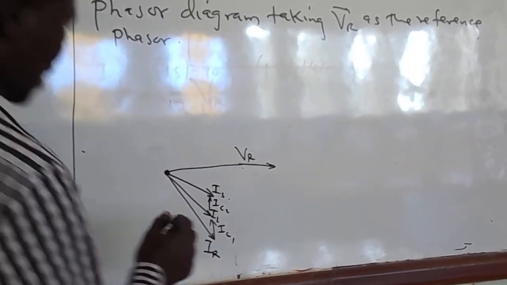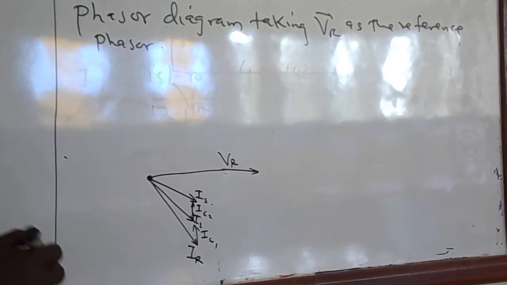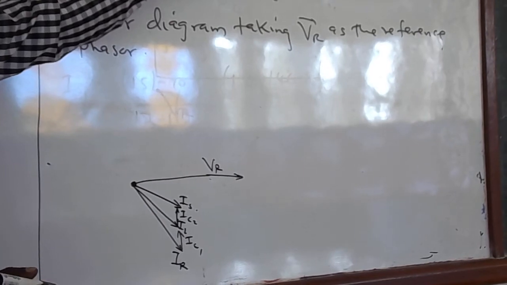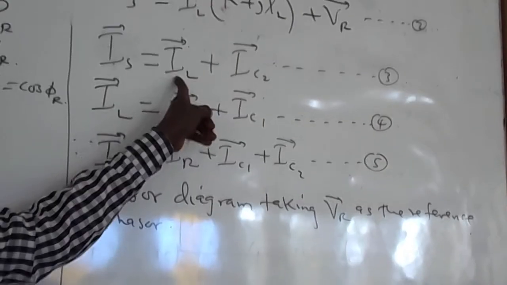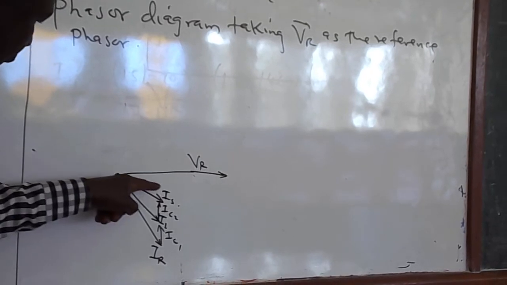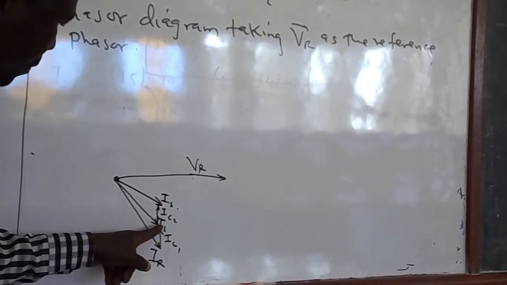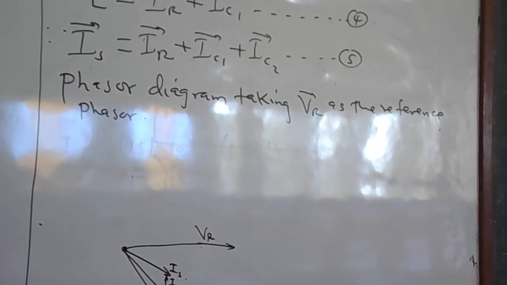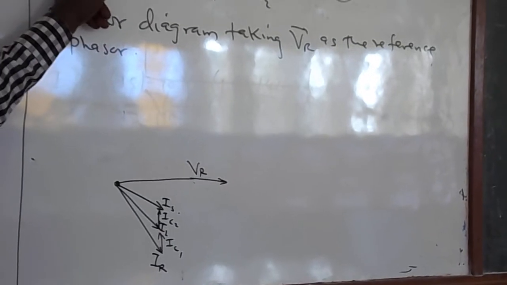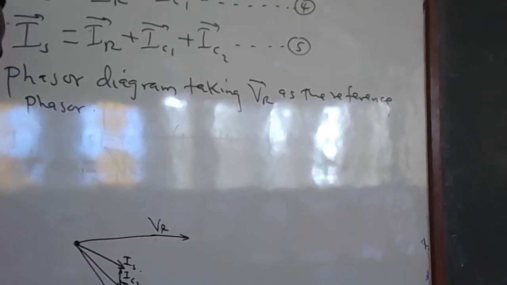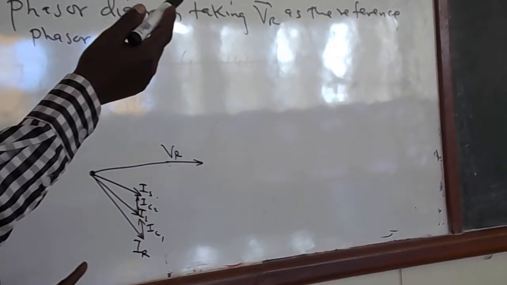Then we also have IC2. When you add IC2, that is a leading current, to the line current, it should give us the sending end current, and it can be seen from our phasor diagram. You can see that the sending end current is equal to the line current plus the current across the capacitance on the sending end. At the same time, the line current is equal to the receiving end current, which is the reference phasor, plus the current across the capacitance at the receiving end.